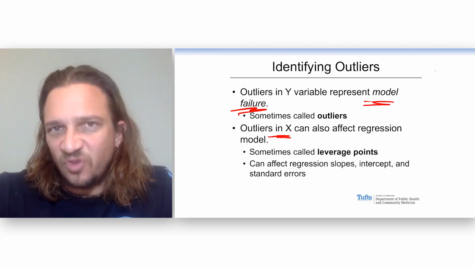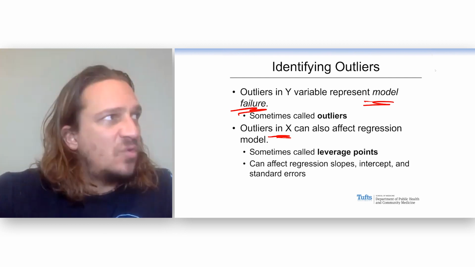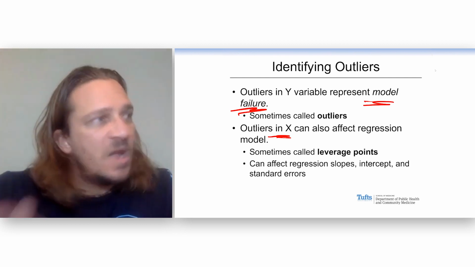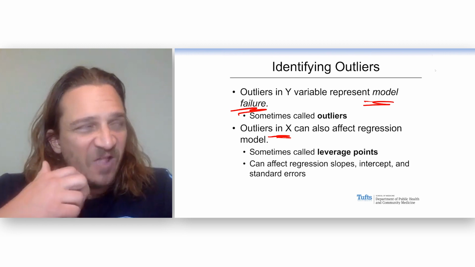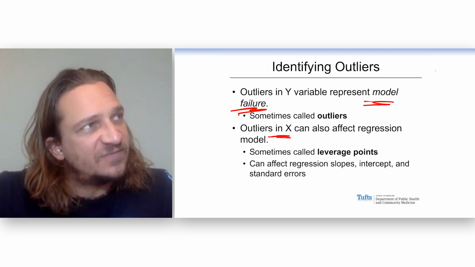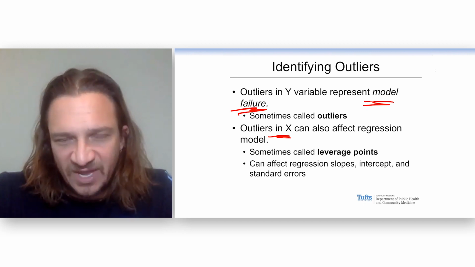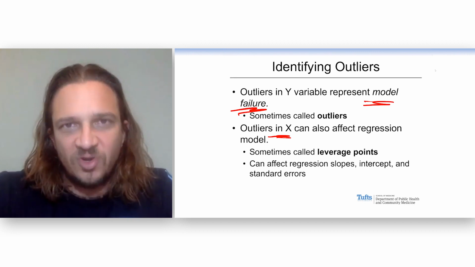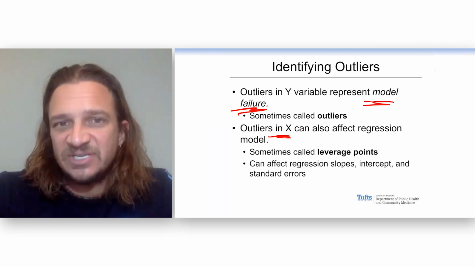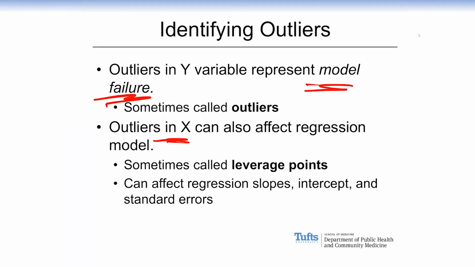Technically, this would be some sort of leverage point. Let's say you're looking at how the size of a car affects its fuel economy. If you have only one SUV, only one giant truck in your database, it could have a real influence on what the model looks like. It could affect the slope.